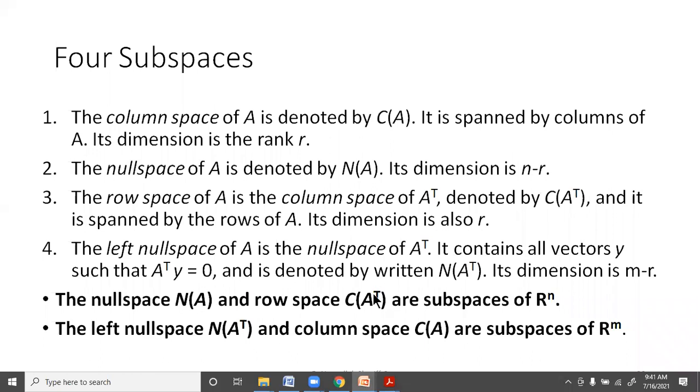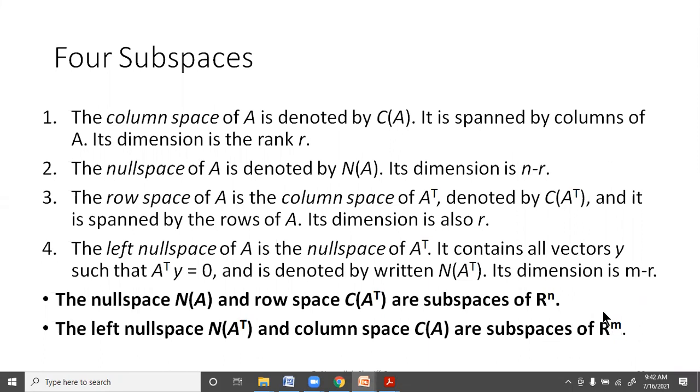So the null space N of A and the row space C of A^T are subspaces of R to the power N. That is, the null space and the row space are subspaces of R^N, where N is the number of columns. The left null space N of A transpose and the column space C of A are the subspaces of R to the power M, where M is the number of rows.